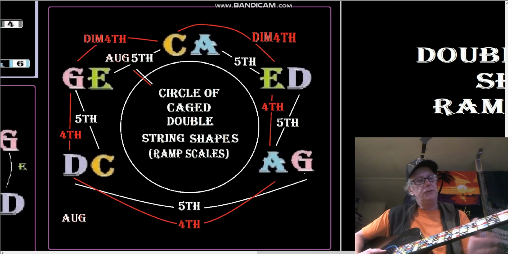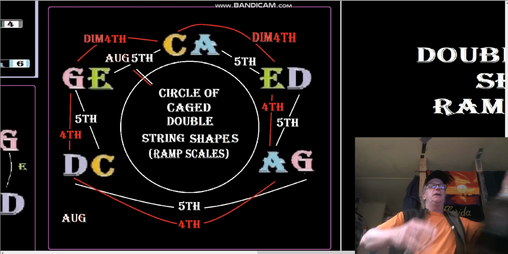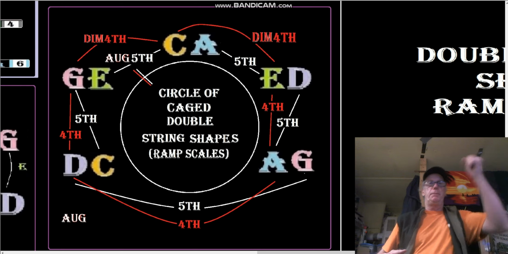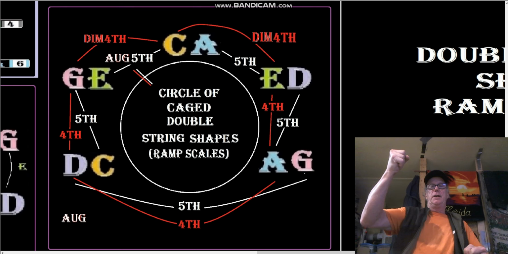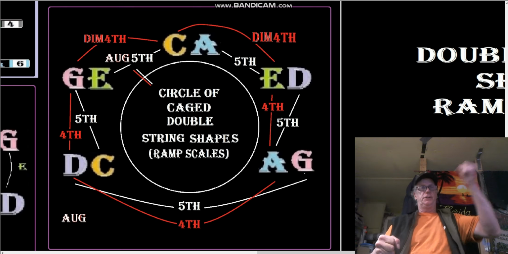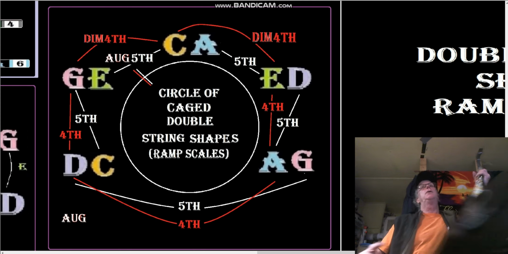Okay, because if we just do double string shapes, we've got a string shaped ladder, and you know with the ladder you're climbing up, and I ain't going to let go of this until I got this, and I ain't going to let go of this until I got this. These are the same note. That's why I call it the ladder.